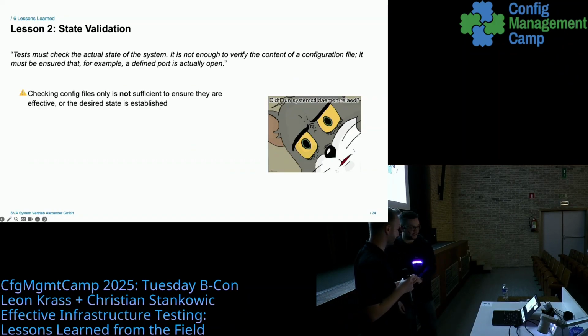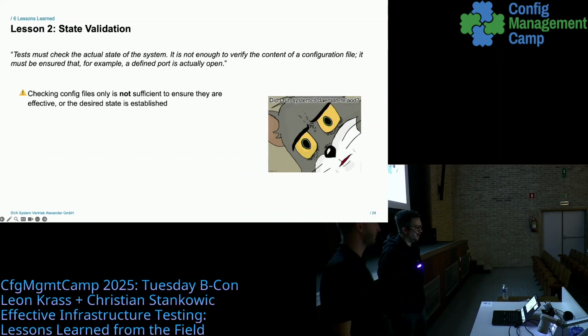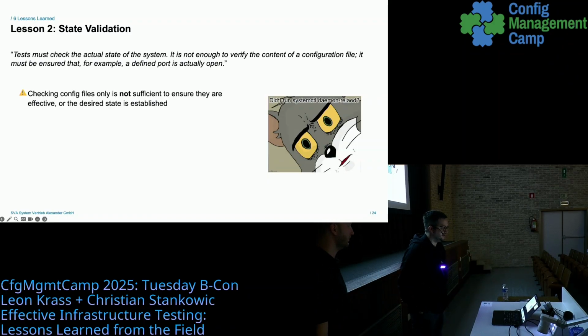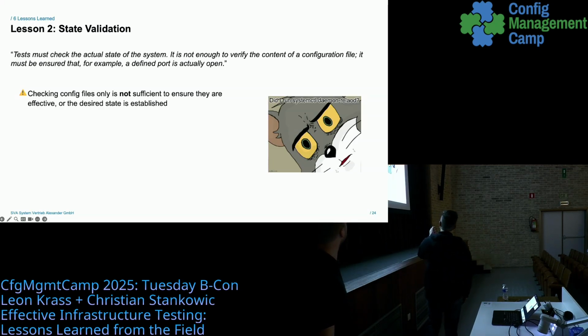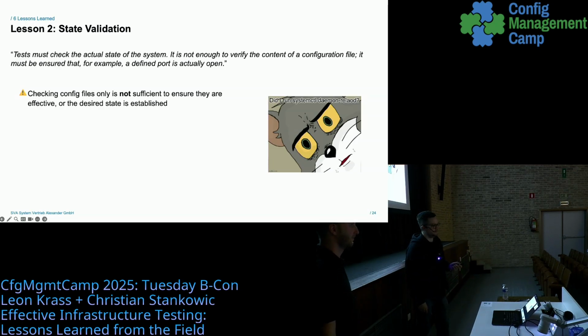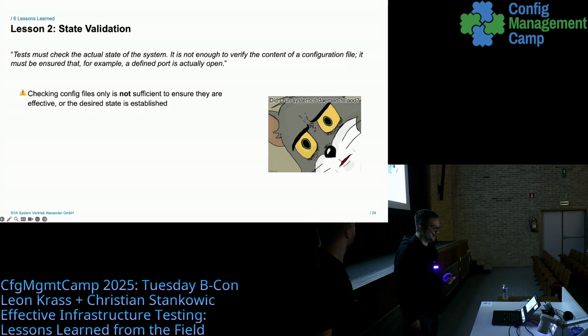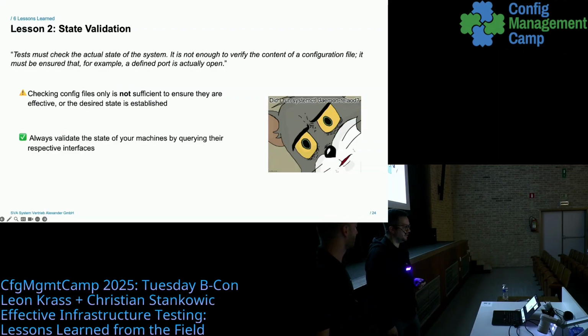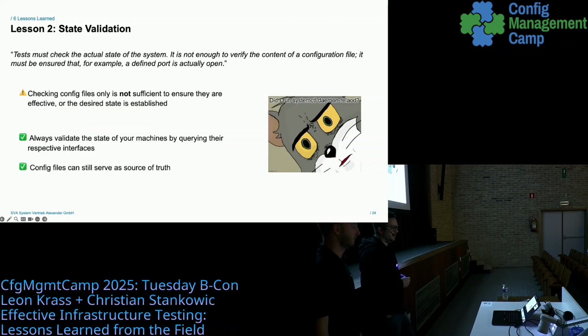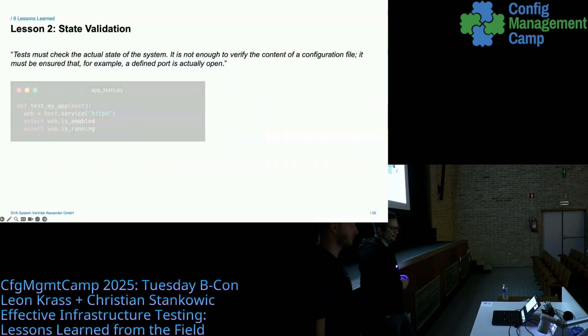Yeah, so the next part, state validation. Tests must check the actual state of the system. It's not enough to verify that your configuration file looks good, because we all forgot reloading the systemd, right? This happened quite often to me on a regular basis. So it's a good idea to check the actual application, not just the content of your configuration file, to ensure that it's really working. And validate the states of your machines by querying the respective interfaces. Config files are still a source of truth, so they should be in the right state, but always double check that your application is also working properly.